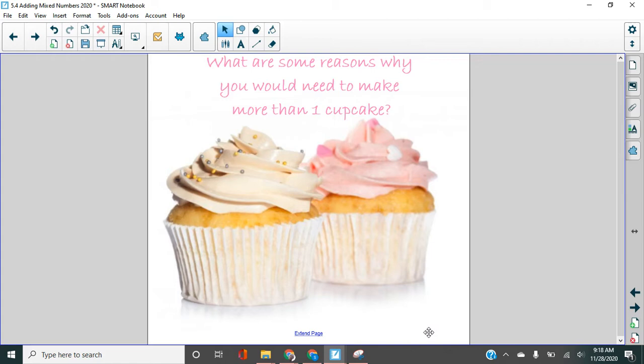Today we're going to be adding some mixed numbers. So let's start off with cupcakes. Always fun to start with cupcakes, right? What are some reasons that you might need to make more than one cupcake?